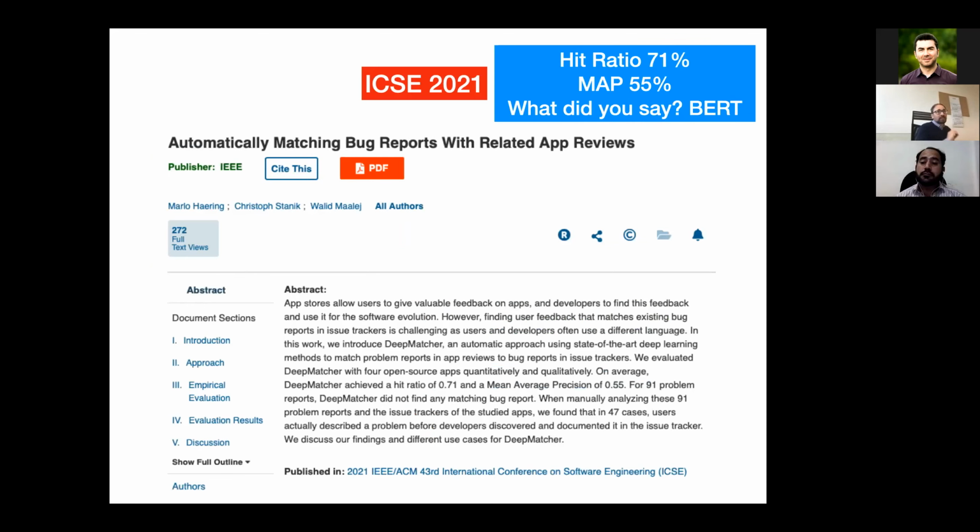Actually, the most recent paper on this was published at ASE this year, and they use BERT to match bug reports and related app reviews. So the viewpoint of the users with the viewpoint of the developers. And interestingly, they also found that in many cases, the users were able to find bugs before the actual developers. So this is also another interesting read. Of course, they're using BERT.